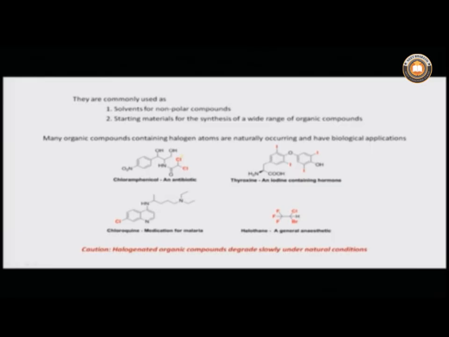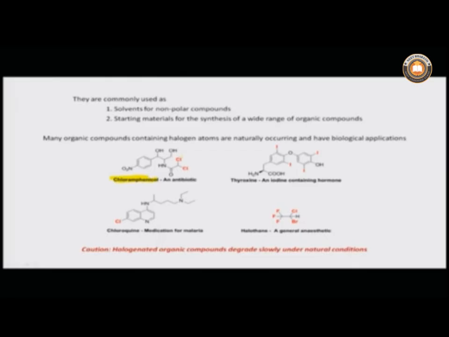First of them here is chloramphenicol. This particular molecule is an antibiotic. You can see that it has 2 chlorine atoms attached to it. By antibiotic, I mean something that has antibacterial properties, so it can be used against bacterial infections that can cause us various diseases.